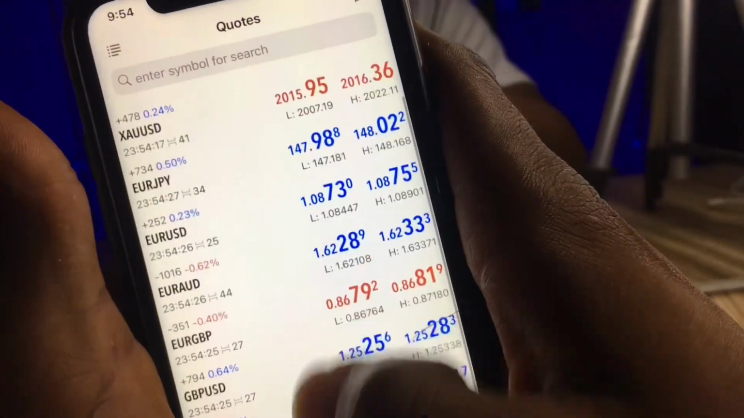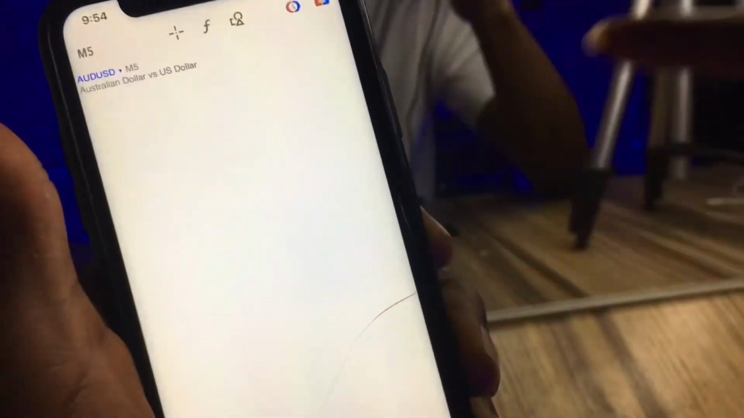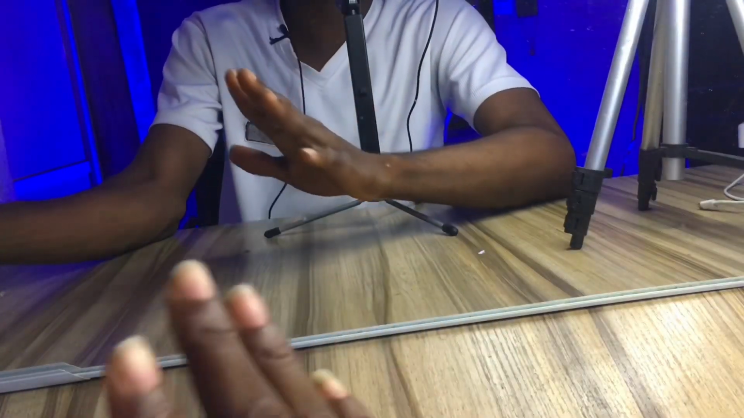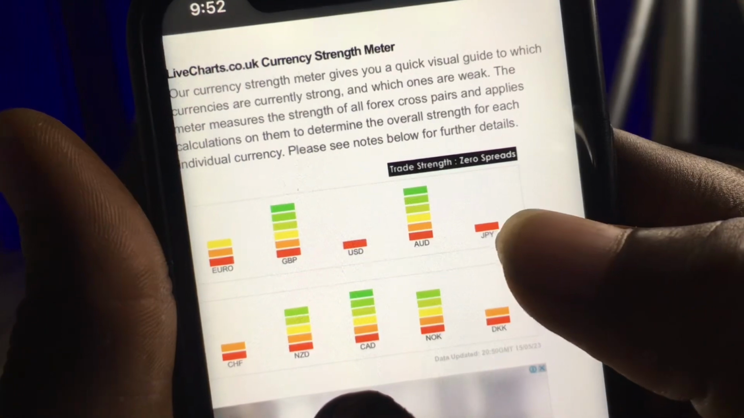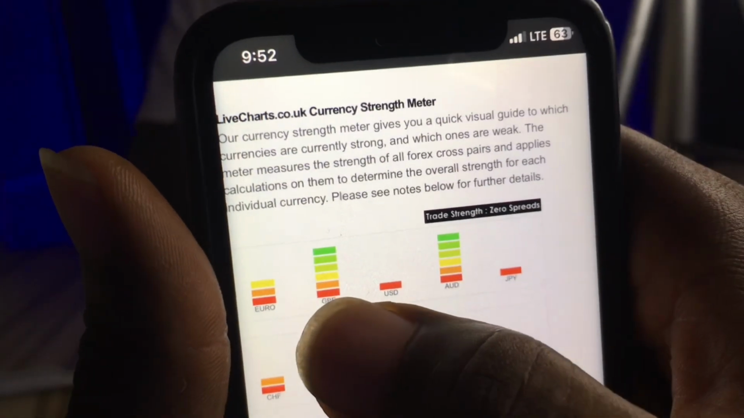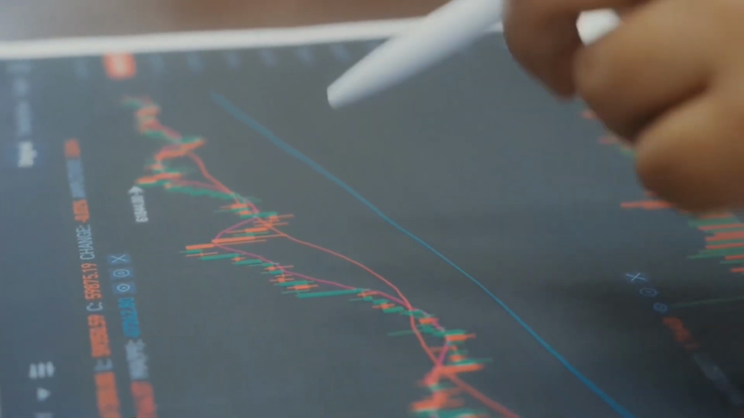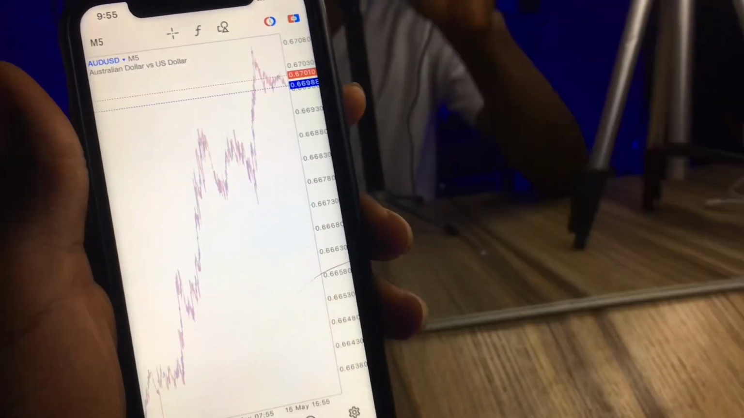Now if you look at something like AUDUSD, let's check for a pair like AUDUSD. So we're going to go right here, checking AUDUSD charts. Before we look at the charts, AUDUSD is actually having more strength than the US dollar. So this means that AUDUSD will be going up to show that there's strength of a particular currency. So let's look at that. Basically, that's what's happening. AUDUSD is going up.